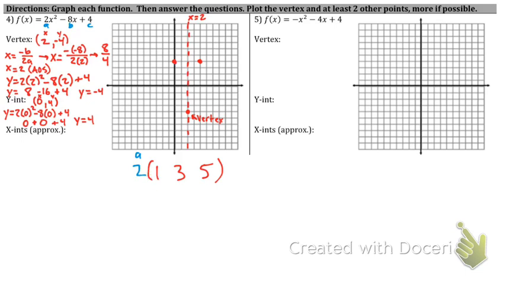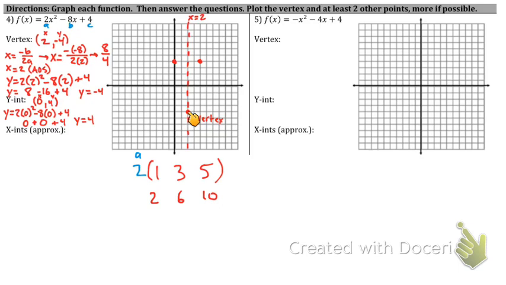2 times 1, 2. 2 times 3, 6. 2 times 5, 10. Okay, so this is my true 1, 3, 5 pattern. So watch how this works. Again, if you are unsure about how I got this, watch the week before Thanksgiving. I explain this. Okay, it's also in all the notes.